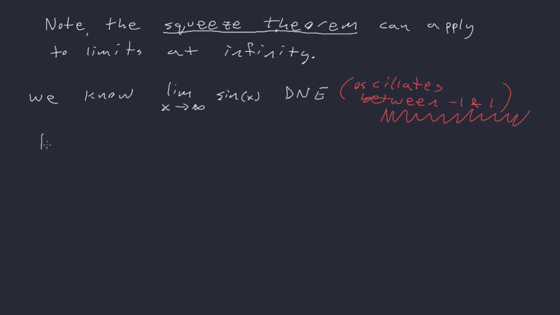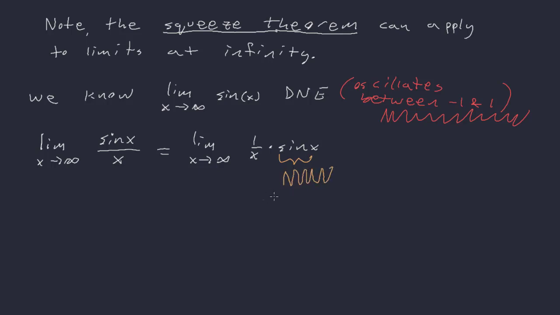All right, but what about the limit as x goes to infinity of, let's say, sine of x over x? Sine of x is trapped between -1 and 1, but 1 over x is going to go to 0. So this oscillates between -1 and 1, but at the same time, this guy goes to 0. Now, I suspect that this thing going to 0 is what's going to take over.